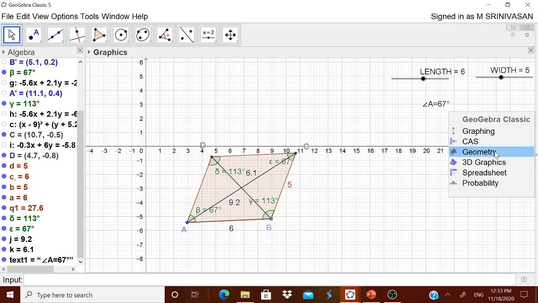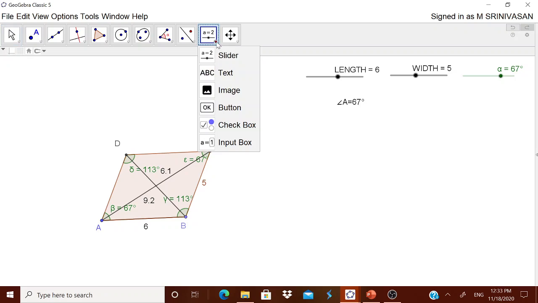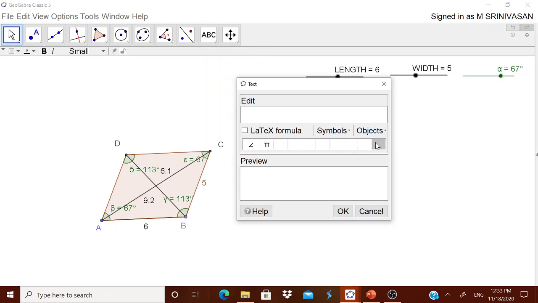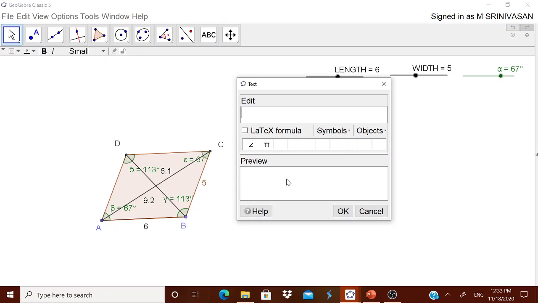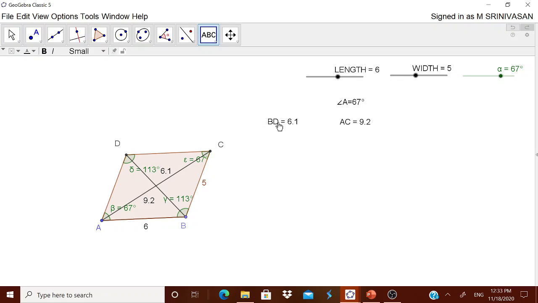Therefore, when you want to tell the children what the diagonals are, you have to type over here AC is equal to, and take that J. See, 9.2 is coming over here. You can put it over here, and again you can go for BD is equal to, and I think the variable fixed is K. Then you can put K. Now by changing the length, width and angle, automatically the diagonal also changes.